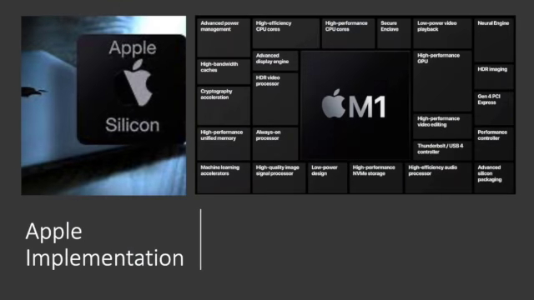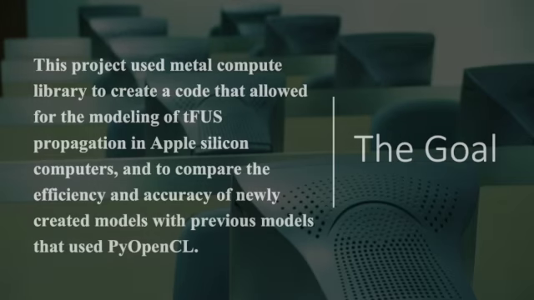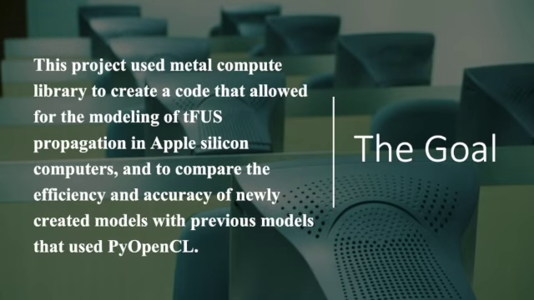The Apple Silicon computer has an M1 chip that has a combined CPU and GPU processor that allows for the CPU to perform its complex operations with the space that the GPU provides. The goal of this project is to use the Metal Compute library to create a code that allows for the modeling of transcranial focused ultrasound propagations in Apple Silicon computers, and to compare the efficiency and accuracy of newly created models with previous models that use the PyOpenCL.